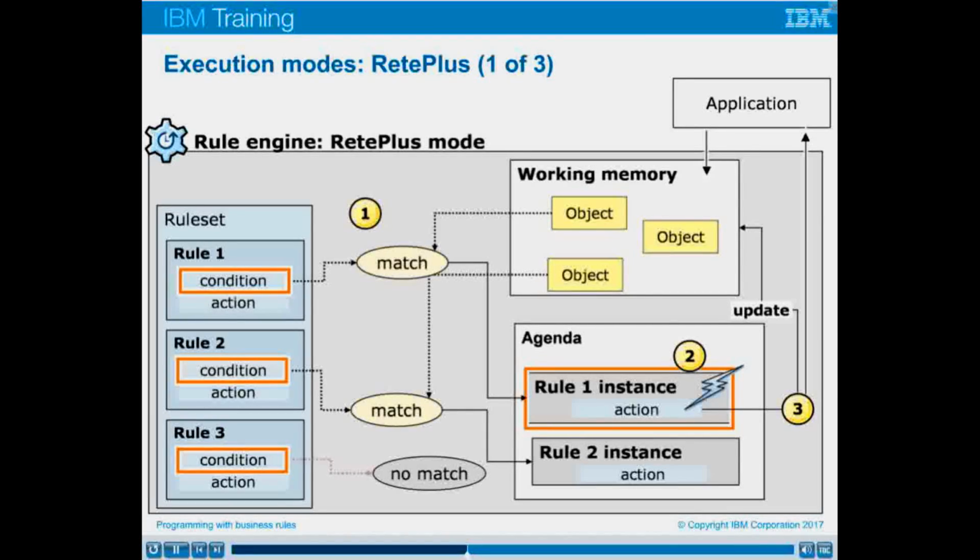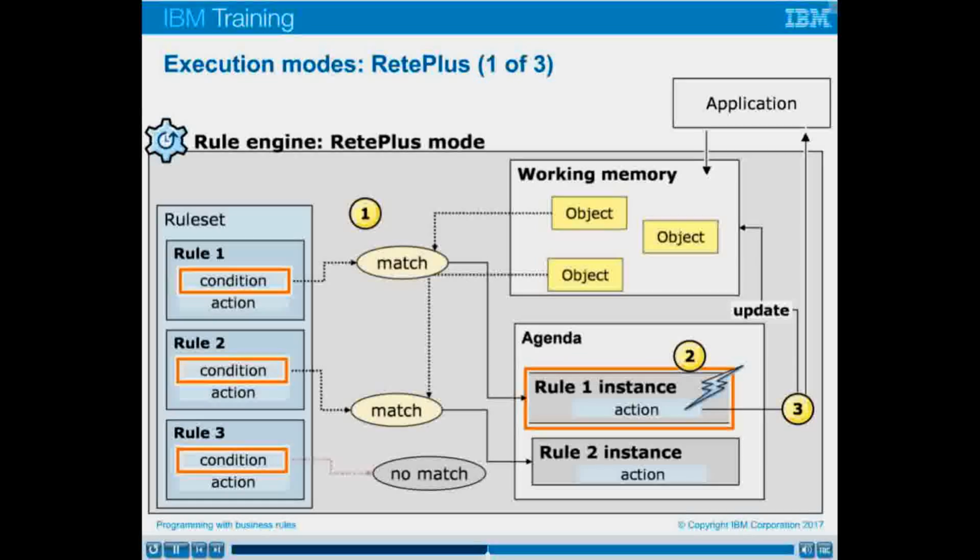Every time a match is found, a rule instance is created and put into the agenda. The agenda is also a logical space where rule instances are stored until they're fired or executed. If a rule condition matches several objects, the agenda can have several rule instances for the same rule. So every match between a rule and an object creates an instance that gets stored in the agenda. The next step, Step 2, the rule engine then decides which rule instance in the agenda to fire. After a rule instance is fired, it's removed from the agenda, and the corresponding rule action is executed.